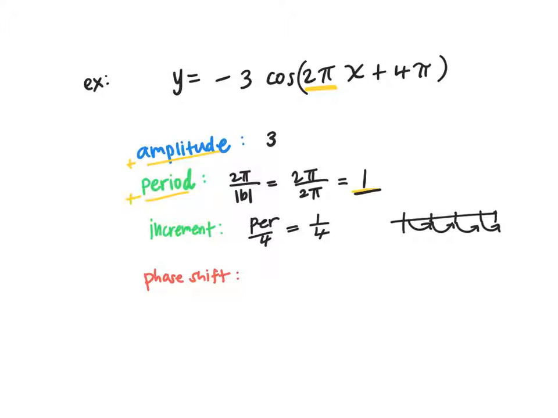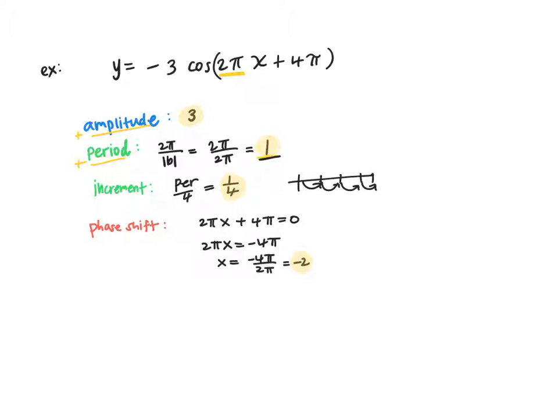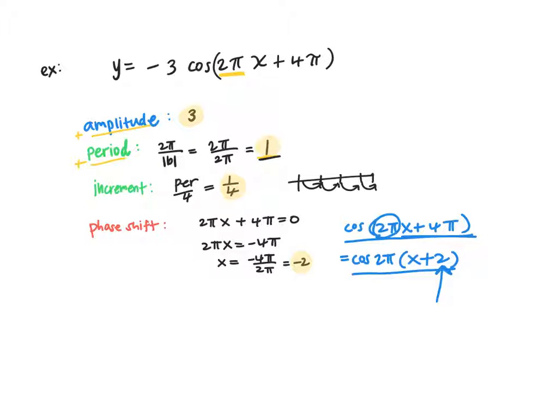Now go ahead and find the phase shift. So for the phase shift, you can set the entire inside of the cosine or sine function equal to 0 and solve for x. So we get -2. That means you move left 2 units. Another way to do this is to think of factoring out the b value. So if I factor out the b value, which is the coefficient of x, if I factor out 2 pi, I would end up with x plus 2. And so notice, it's in factored form, therefore left 2 would be your phase shift.